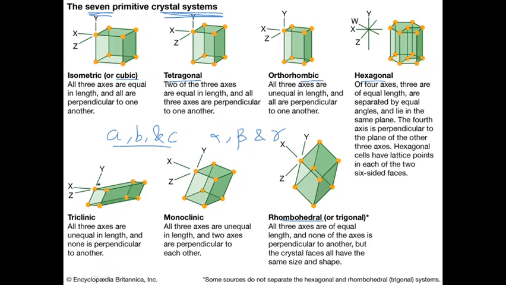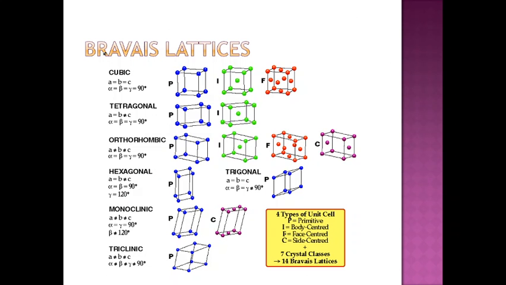Here we have a cubical system, here we have a completely different arrangement because vectors A, B and C are not equal here and the angle is not 90 degrees as well. So we will learn about these crystal systems in the coming class. And Bravais, one scientist in the field of crystallography, also defined that within these 7 crystal systems, we can actually have 14 different types of atomic arrangements, and those are called Bravais lattices.